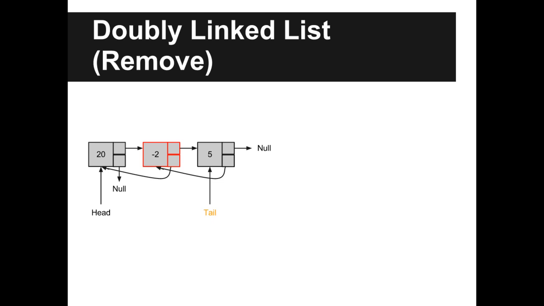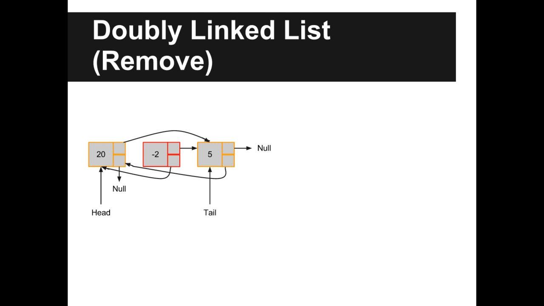So in the case that the node that you want to remove is at the tail of our linked list, you should be careful that you also have to take care of a tail manipulation. In this case we don't need that tail manipulation, but we have to look at the next node of -2 and the previous node of -2. So I'm looking at 20 and 5. I'm going to point the previous pointer of 5 to point at 20, and the next pointer of 20 to point at 5.